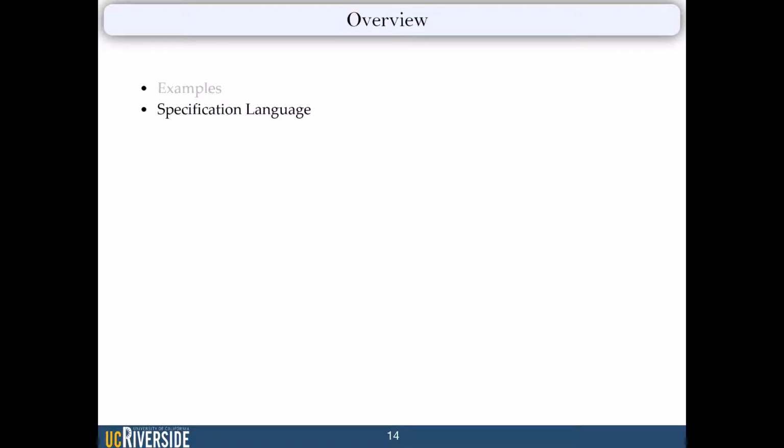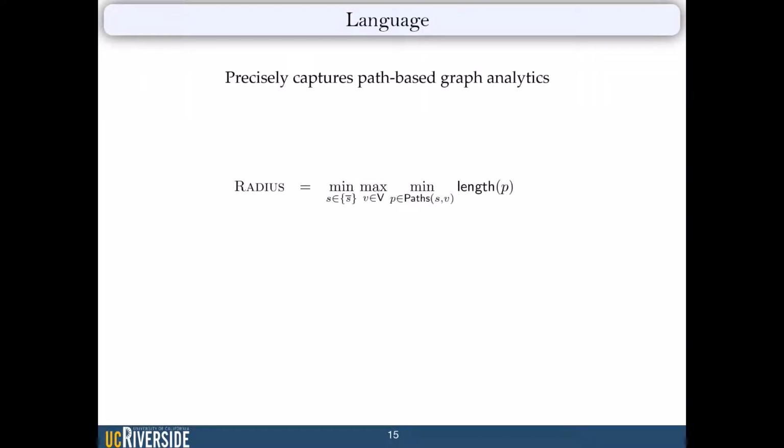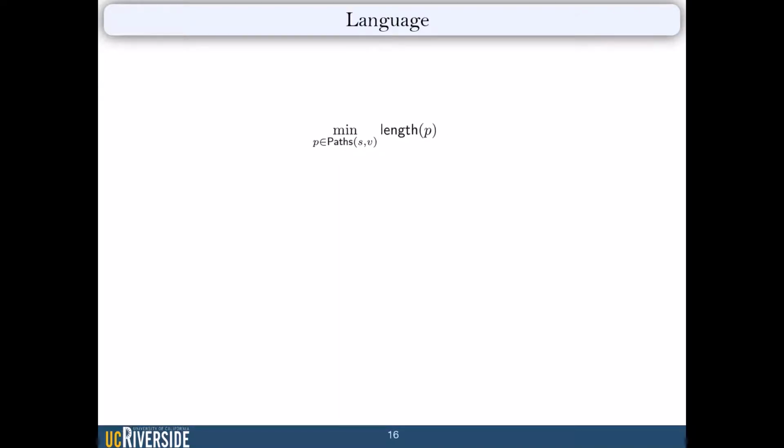Now let's take a closer look at the specification language. The declarative language of Grafs precisely captures path-based graph analytics. Consider the radius example that we just saw earlier. Radius is calculated by getting the minimum eccentricity over a set of sampled vertices. Therefore, in the first step, we need to calculate the shortest path length to all the vertices. This is done by applying the minimum reduction function to the result of the length path function.